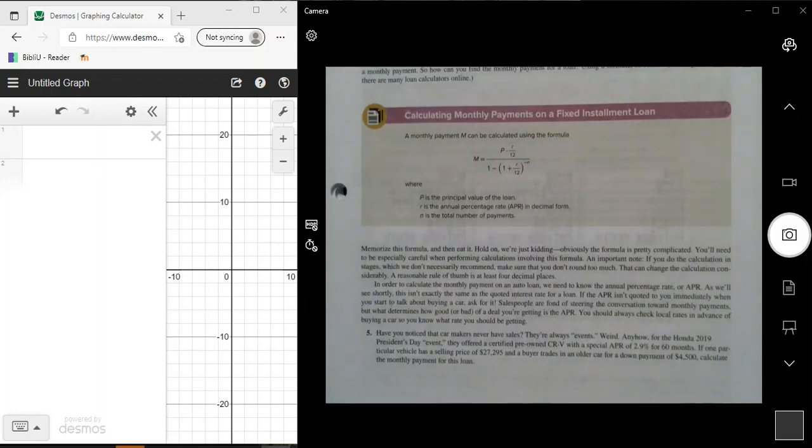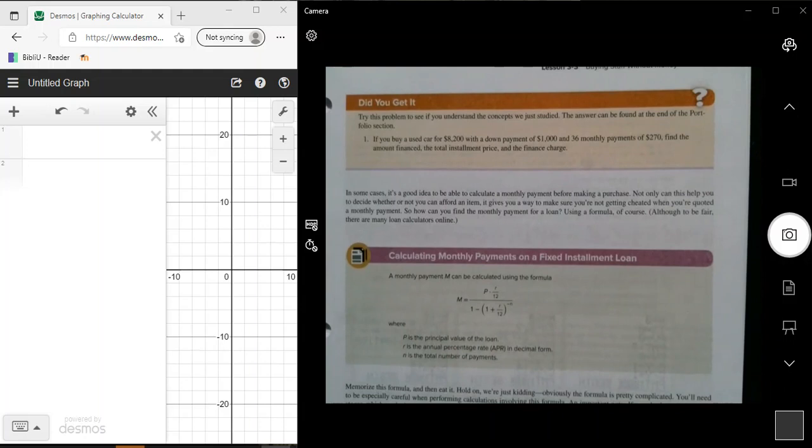Okay, now we move on to the next page. It says here, in some cases, it's a good idea to be able to calculate a monthly payment before making a purchase. Not only can this help you to decide whether or not you can afford an item, it gives you a way to make sure you're not getting cheated when you're quoted a monthly payment. So how can you find the monthly payment for a loan? Using a formula, of course. Although to be fair, there are many loan calculators online.